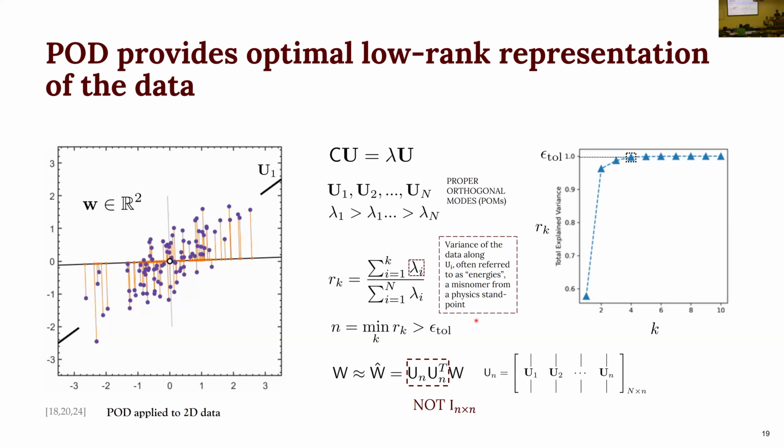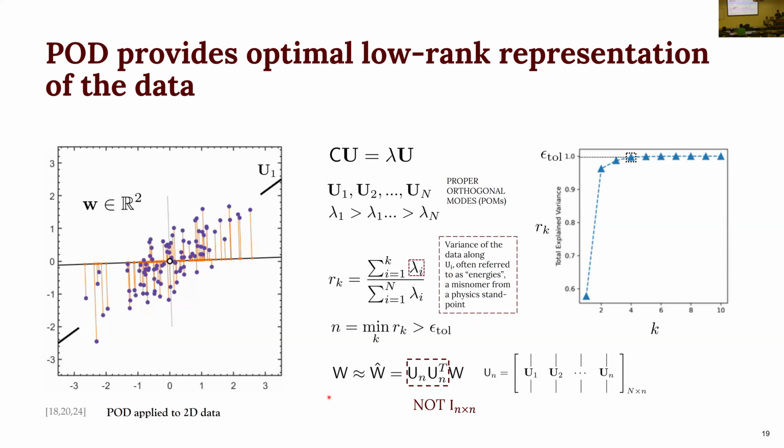So POD gives you another guarantee, that if you choose any other small n dimensional set of basis vectors, the reconstruction error will be higher. So POD gives you the most optimal set of n dimensional basis vectors for an n dimensional representation of the data.